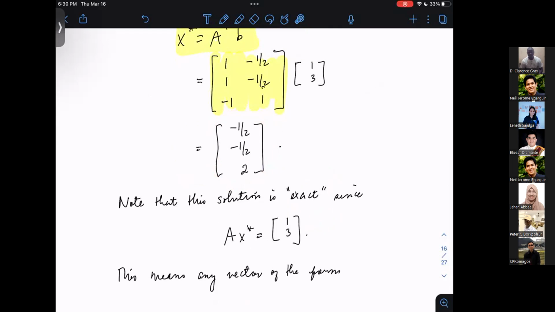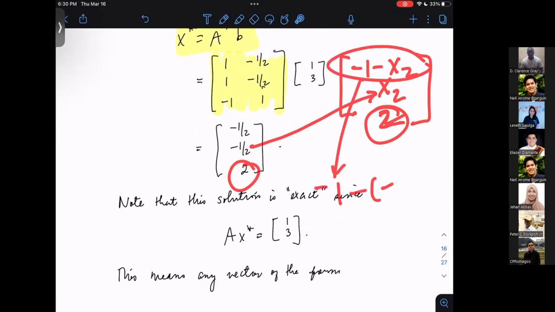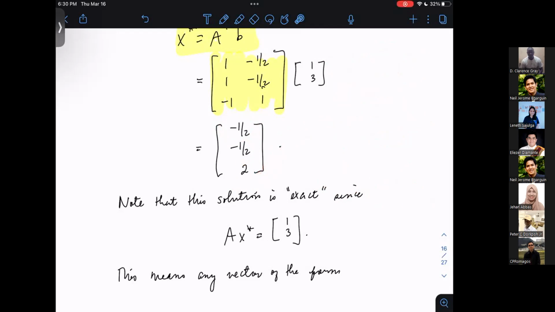All right. Now, is this really one of the solutions? Because remember, we already have a solution obtained by hand for this problem without using the pseudo inverse. We said it's -1 minus x2, x2, and then 2. So x2 here is -1/2. So this is 2, so they match. So these two guys match. So that means x2 is equal to -1/2. And then here we have -1 minus -1/2, so we'll have -1 plus 1/2, so we're going to have -1/2. So indeed, this is one of the exact solutions.